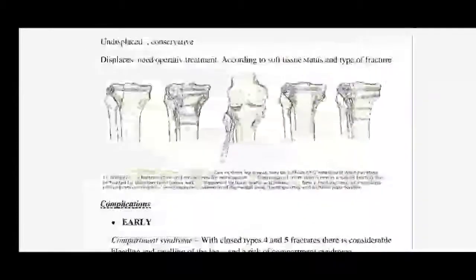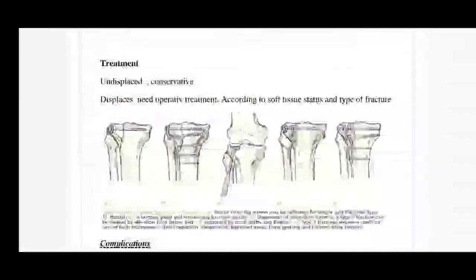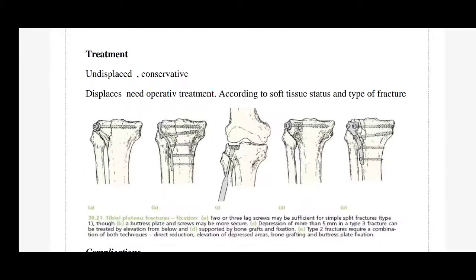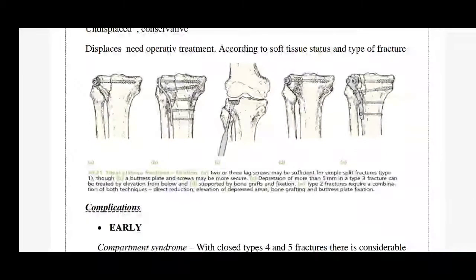The modality of fixation is either screw, or buttressing blade, or if there is an articular depression, the bone graft is put in, and rafting screws, multiple rafting screws to elevate the articular surface, and this is the buttress blade.